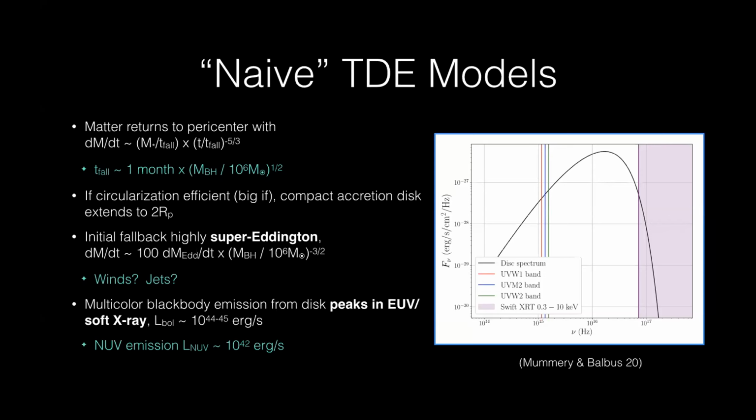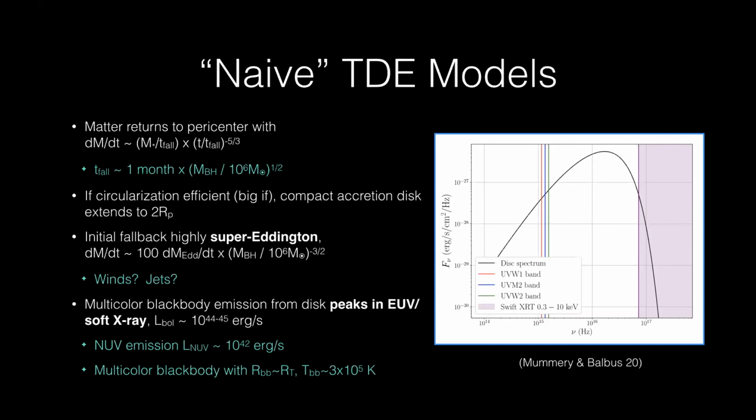If you take these kind of naive TDE models, you get emission in the ULTRASAT band of order 10 to the 42 ergs per second. I say this is a naive model because, as Yair will explain in a minute, observed TDEs are far brighter than this in the near ultraviolet at early times.